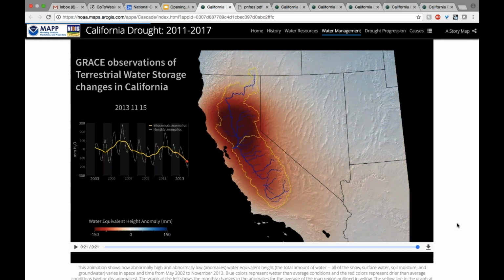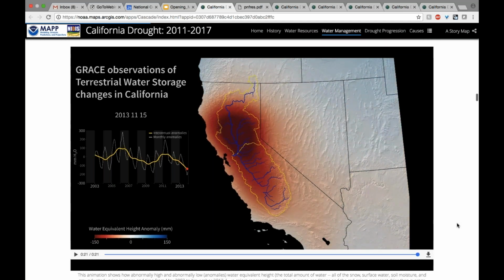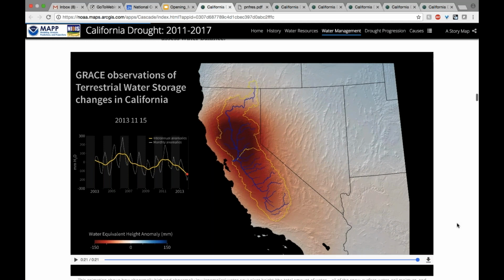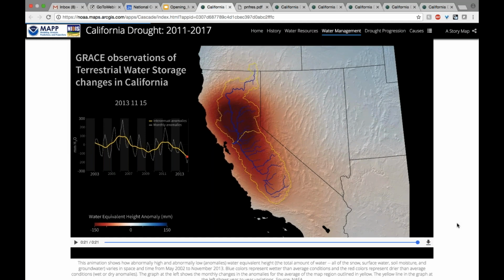This satellite detects fluctuations in Earth's gravitational field, and those are associated with changes in the amount of stored water, and give us this bigger, broader view as well as the localized view from DWR.